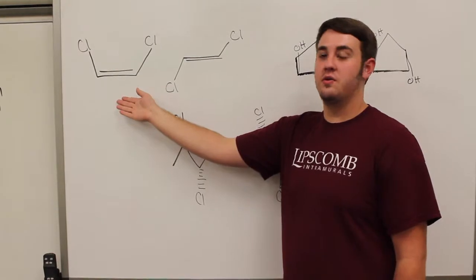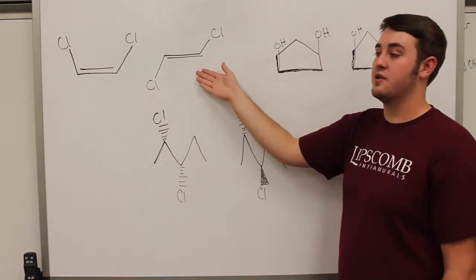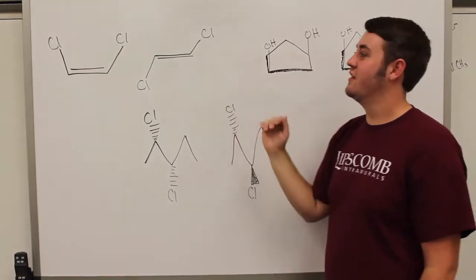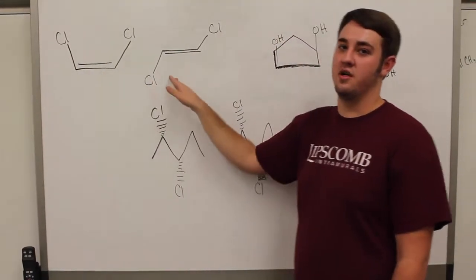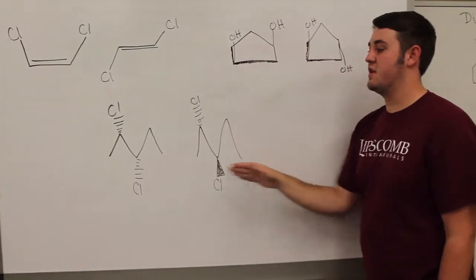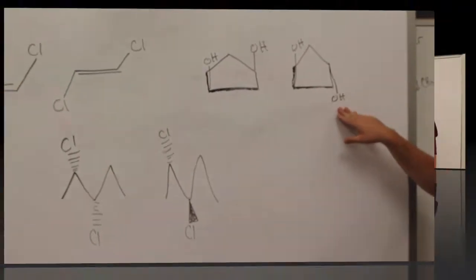Here is a cis 1,2 dichloroethene. This is a trans 1,2 dichloroethene. As you can tell, for diastereomers, they have to be cis and trans. Here are more examples. Here's a cis and here's a trans. And also, here's a cis and here's a trans.